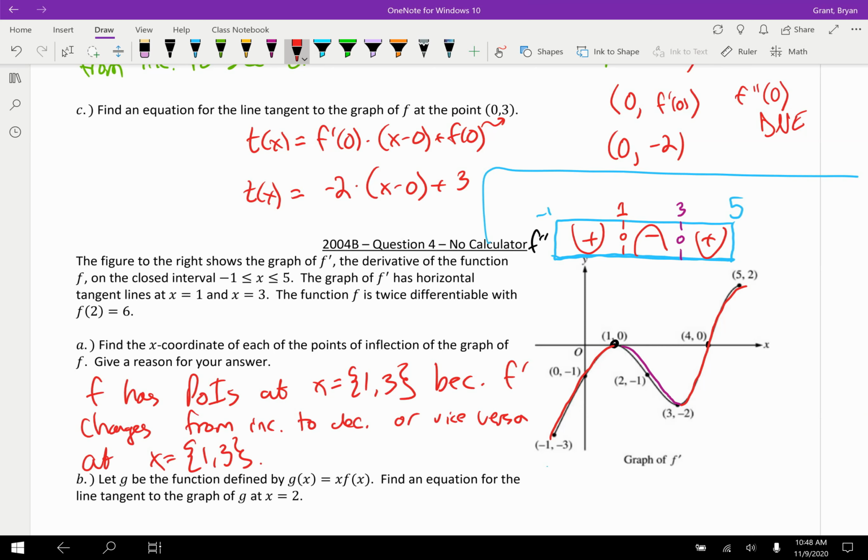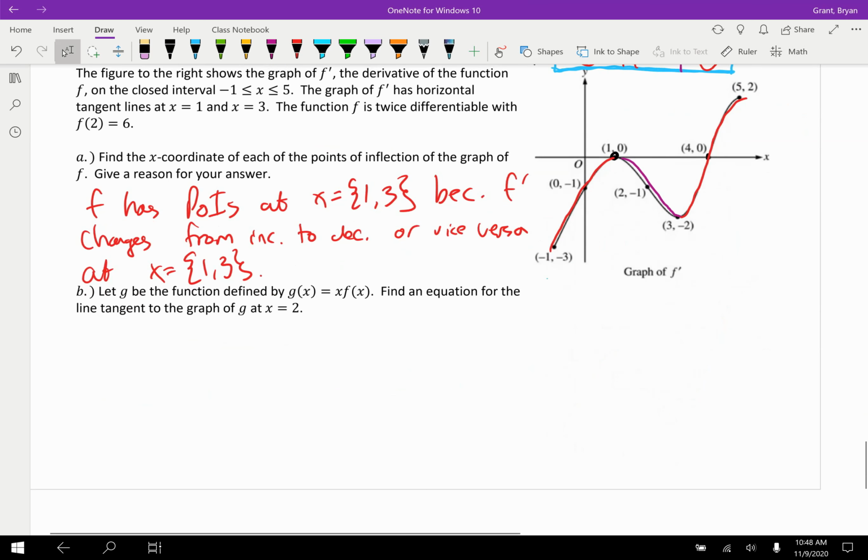Okay, let g be the function defined by g of x equals x times f of x. Find the equation for a tangent line. Yay, tangent lines. We should love those. We're so good at them. So tangent line, here we go. We're talking about g this time, so let's make sure we use g in this and not f. F means something different. So g prime of 2 times x minus 2 plus g of 2.